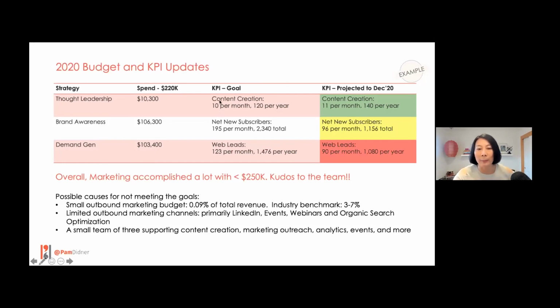I said, okay, great. How much content did you create? Well, my goal for 2020 is to do 10 blog posts per month. And so that's 120. I said, great. So projected to December 2020, how much content have you created? Well, 11 per month, about 140. Great, green light. Yes, we achieved that goal.